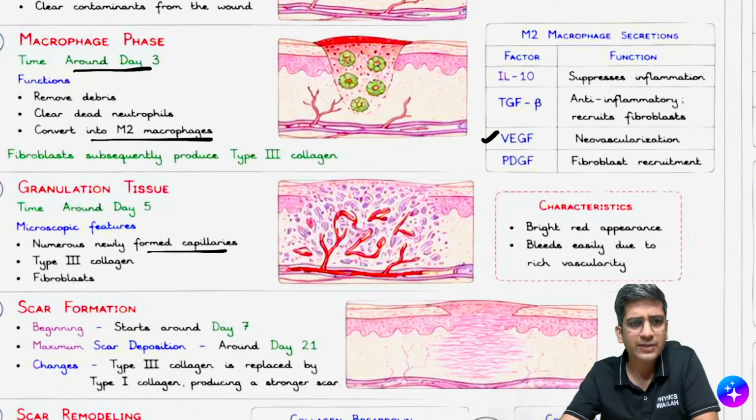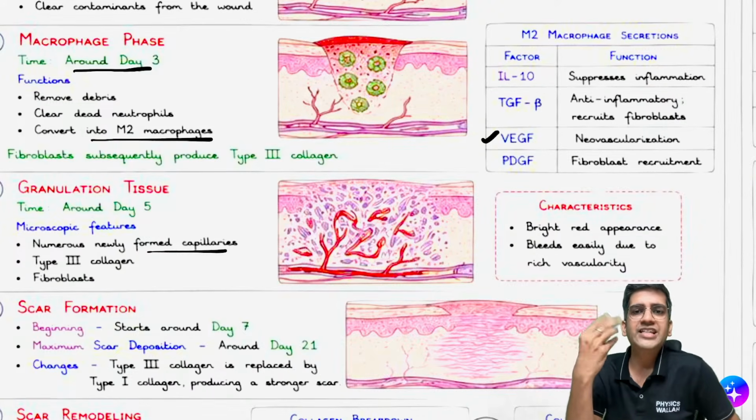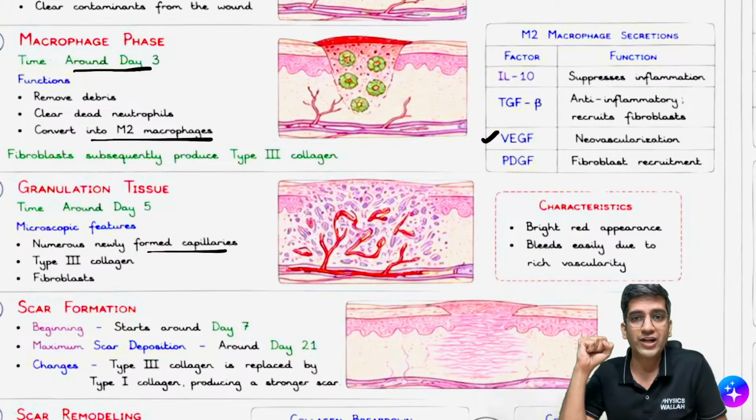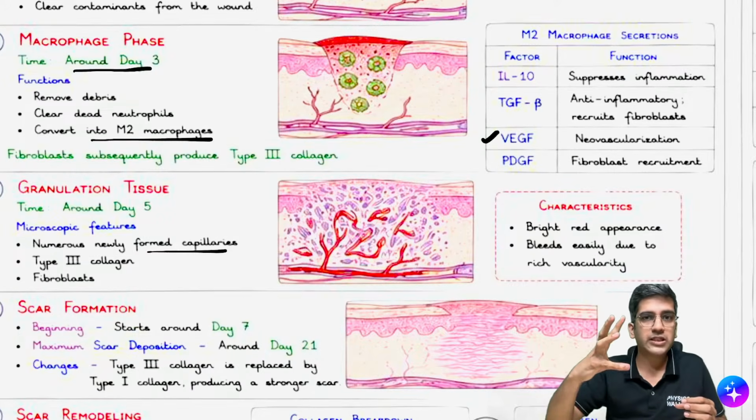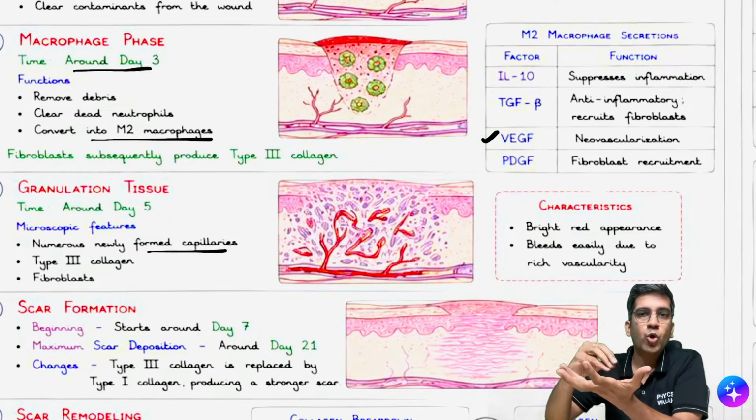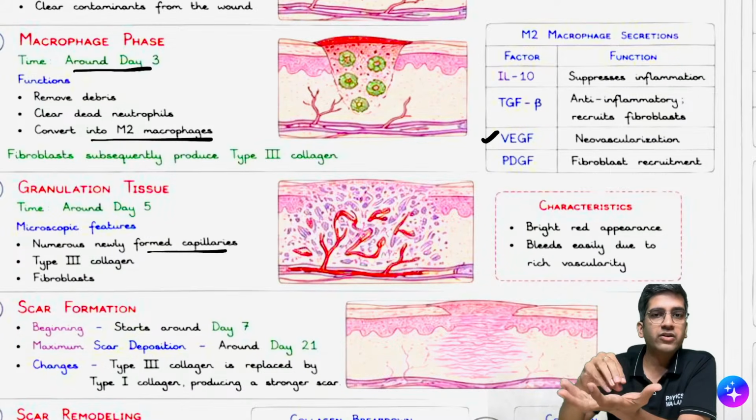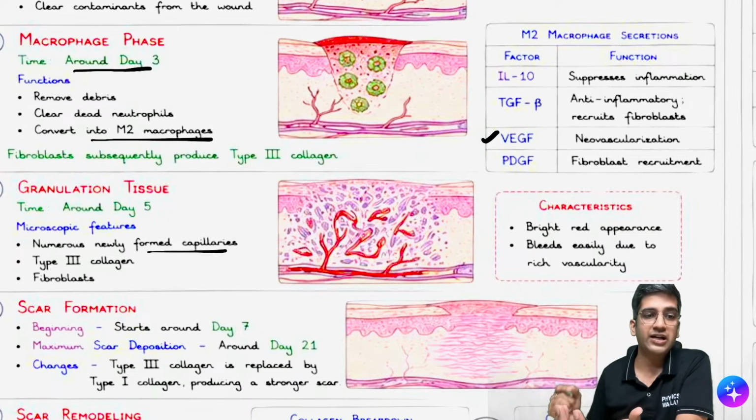The initial collagen is always type 3. It is less effective and the easiest to form, but not strong enough. The moment blood vessels come, type 3 collagen comes. Over a period of time, the blood vessels reduce and the collagen becomes much firmer and becomes type 1 collagen, that is scar formation.